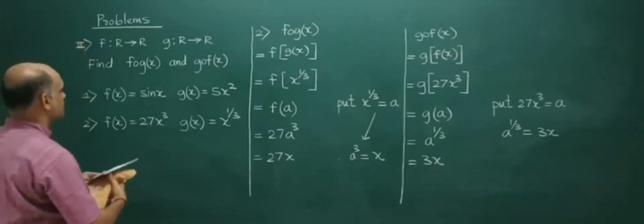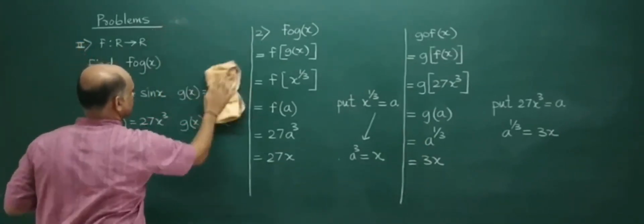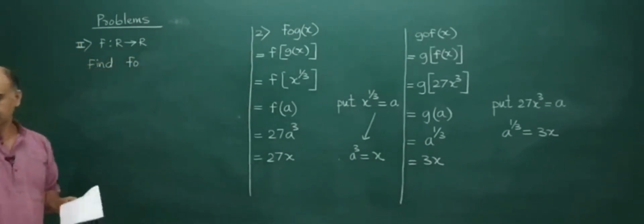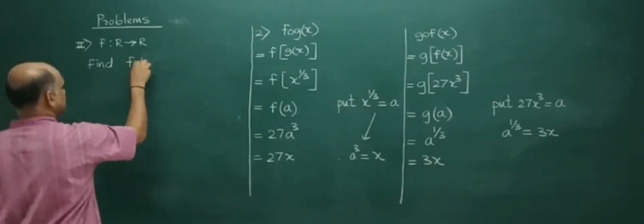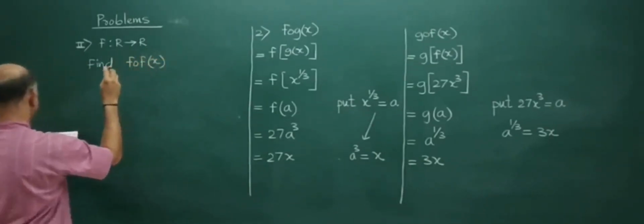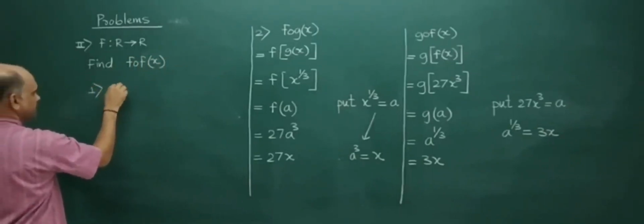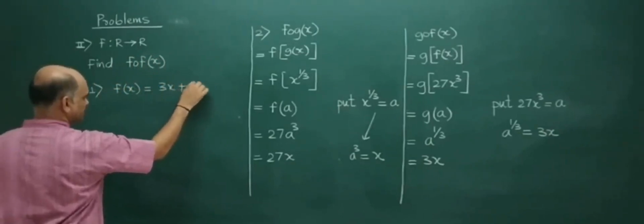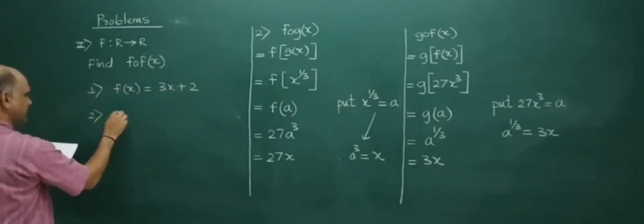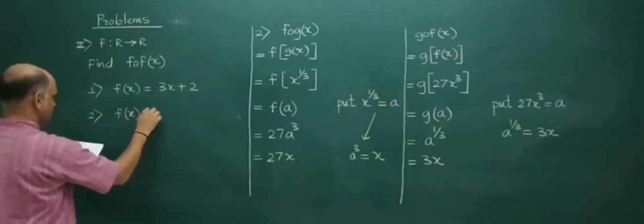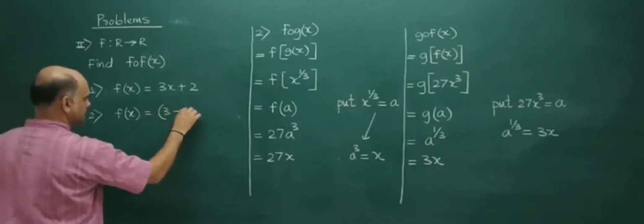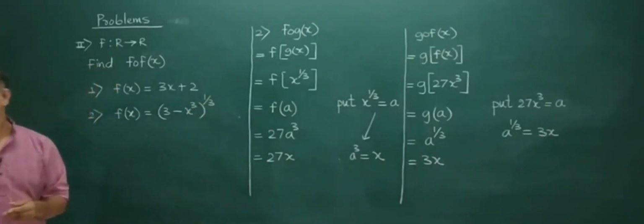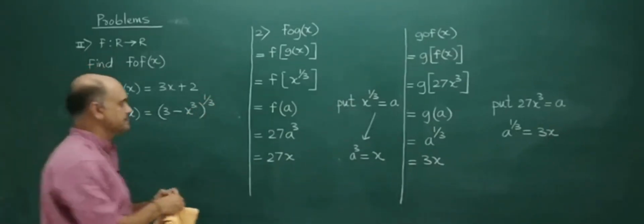Second type problems. You are required to find f of f of x. In the first one, f of x is equal to 3x plus 2. And in the second one, f of x is equal to bracket 3 minus x cube raised to 1 by 3. So you can try, students, till then.